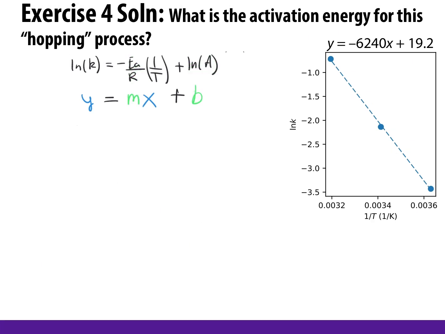The second part here is solving for the pre-exponential factor A. Again, we can see here that ln of A is equal to b. And so that's the conversion we want to do. So b is equal to 19.2. And again, from this relationship here, we have that b is equal to ln of A.